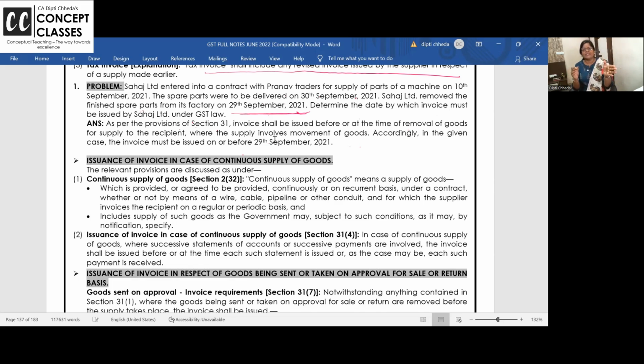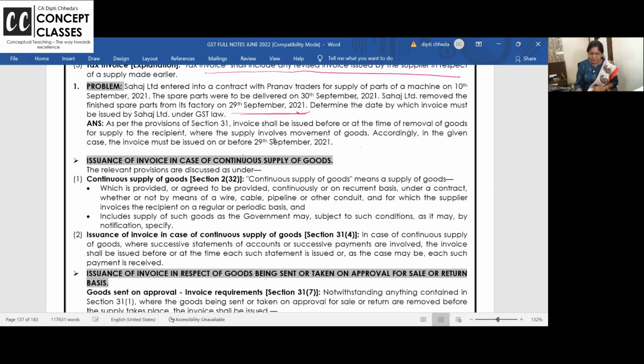Stop. पहले tax invoice बना देते हैं. So in case of continuous supply, generally you have a due date that every 5th of the next month the bill will be issued, or the payment date is fixed. You pay me on 7th of the next month, whichever is earlier.